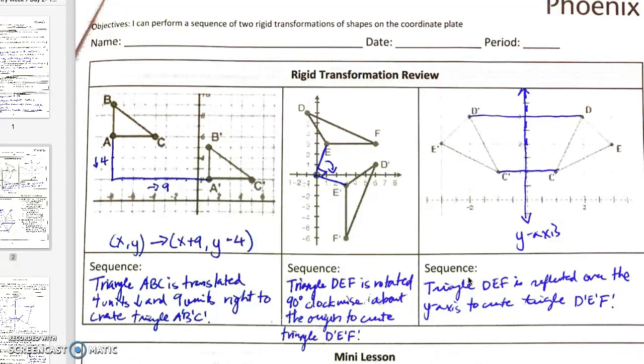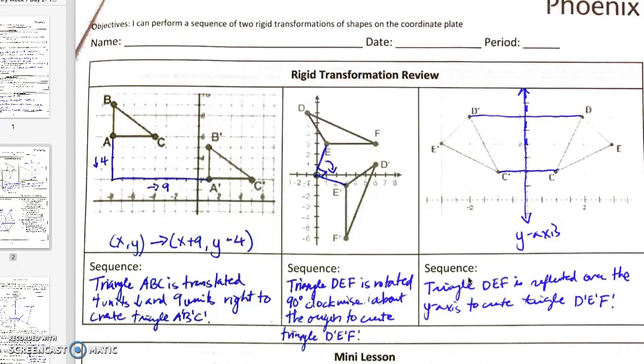Next we have in the middle, we have a rotation. The easiest way I think to do this here is to draw a line from your vertex, in this case your E, to the origin, and from your E prime to the origin, and you can see that this is a 90-degree rotation.